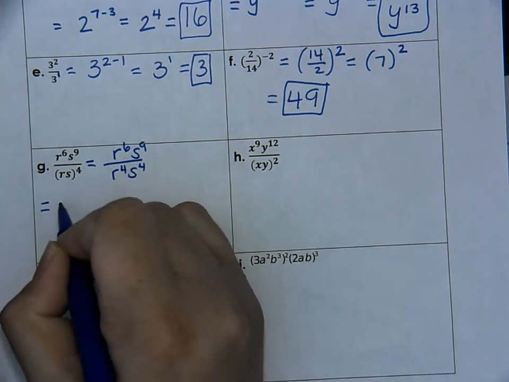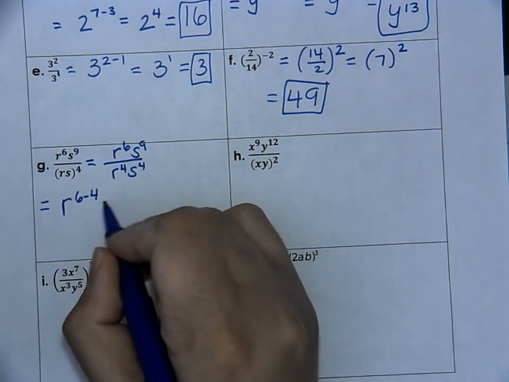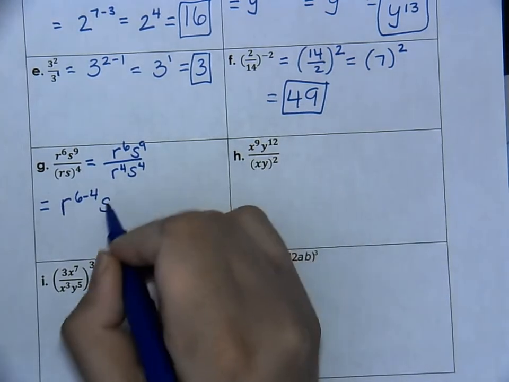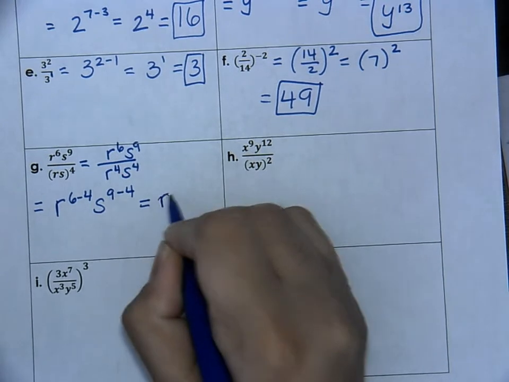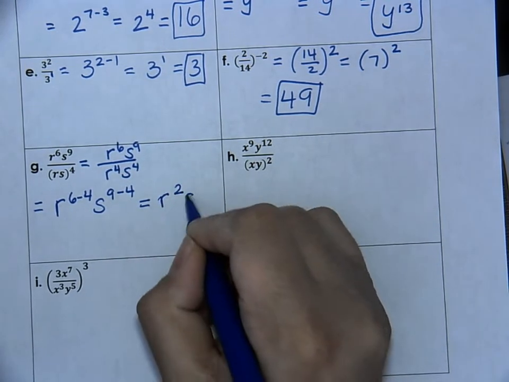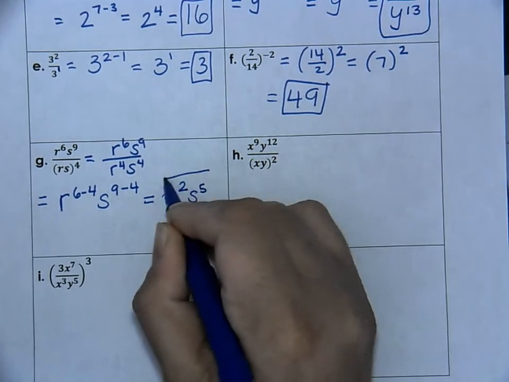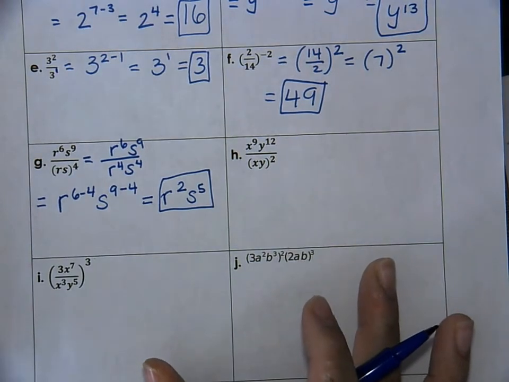So r would get 6 minus 4 for the exponent, and the s would be 9 minus 4. And you just simplify and you're done. So 6 minus 4 is 2, and 9 minus 4 is 5. So the final answer is r squared s to the 5th. And that's how you would leave your final answer.